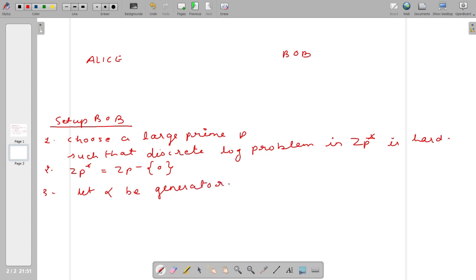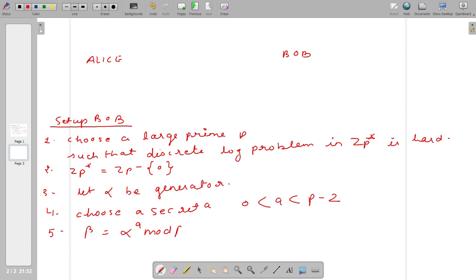Let alpha be the generator. Choose a secret a such that a is between 0 and p minus 2, and then it generates beta, which is equal to alpha to the power a mod p. Okay, so the key space K of this problem is going to be p, alpha, beta and a, where beta is equal to alpha to the power a mod p.